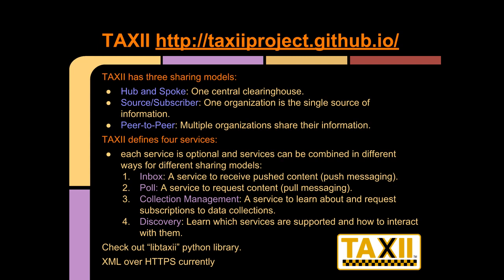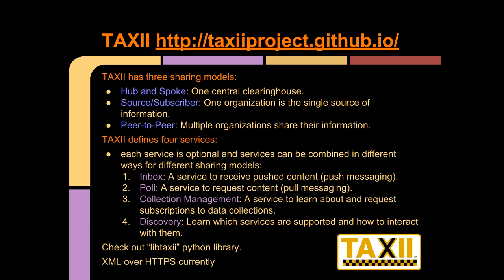So in setting it up, TAXII has 3 standard sharing models: hub and spoke, where there's one centralized clearinghouse; source and subscriber, or producer and subscriber, producer consumer, however you like to see it, where there's one organization as the source of the information and everyone else subscribes to their feeds, and you can have n number of feeds. And then there's finally peer-to-peer, where there's multiple organizations that consume each other's information and produce their own information.